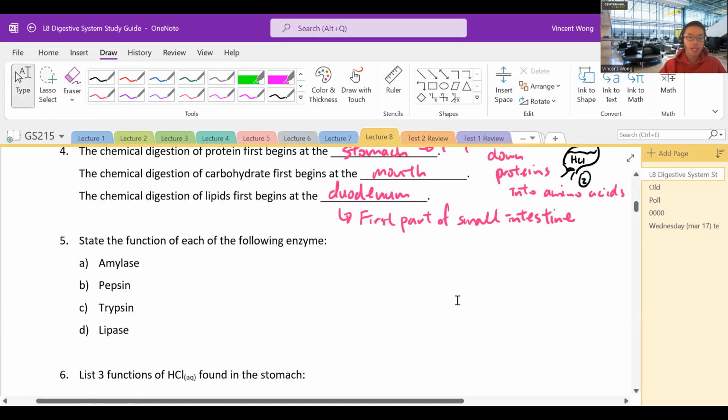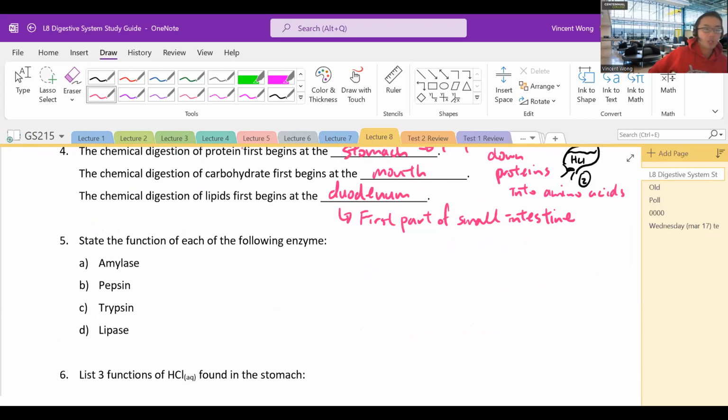All right, next, state a function of each of the following enzymes. There are a lot of enzymes in the digestive tract that break down various macromolecules, and many of these enzymes are found in the pancreatic juice, the secretion that is made by the pancreas. And here are some of them. Okay, so amylase, you will find it in saliva. I'm just going to write down: found in saliva and pancreatic juice.